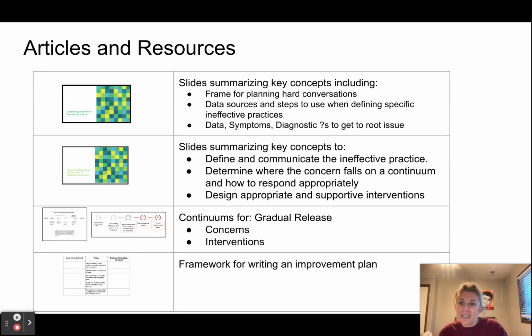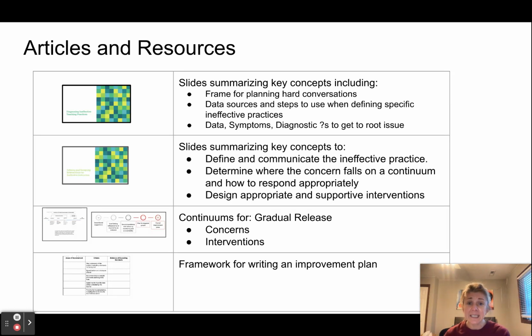Again, you're not going to be reading them, and so I've included two slide decks in your resources today. They are not annotated by my voice, so you're going to have to read through them. But the first one gets into just diagnosing. And so these slides summarize the key concepts, which starts with one, planning for hard conversations. And that's where the first part of your application assignment is going to come from.